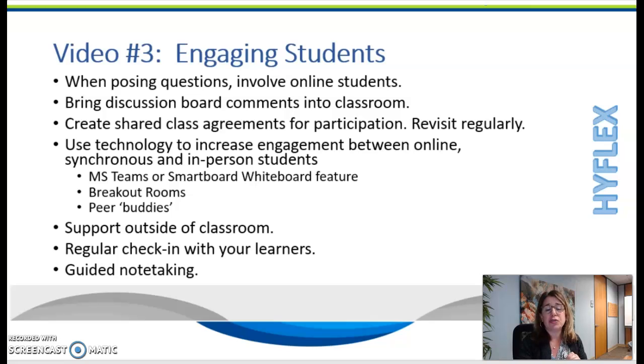Students will need guidance on how and when to interact with course content, how to interact with the instructor, and how to interact with the other students. I mentioned last time, we can't assume that our students know the right ways to interact during your class in particular, or Hyflex in general. So really make sure you have shared class agreements on participation so that they know what it looks like to participate.